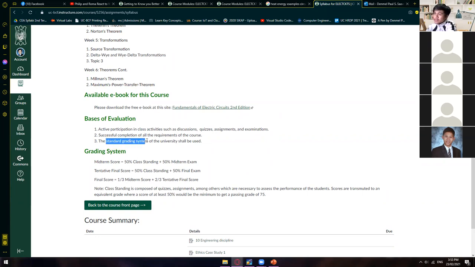And then the standard grading system of the university will still be the same. 50-50 will give you the midterm score, and 50-50 for the tentative final score. And then if you're solving for the final score, it would be 1/3 of your midterm score and 2/3 of your tentative final score, okay? Upon computation, there's a correction in here, you must at least get a score of 60%, okay? As you guys may already know, the passing score in UC is 60%, not 50%. 60% is an equivalent of 75.